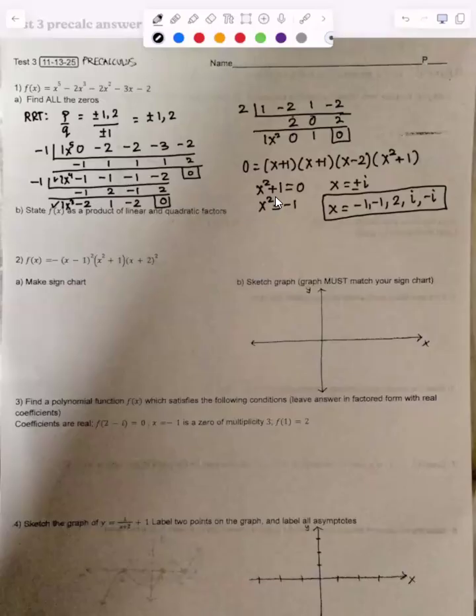Okay, it says state f of x as a product of linear and quadratic factors. So f of x, which we already have above, is x plus 1 squared times x minus 2 times x squared plus 1. That's it.